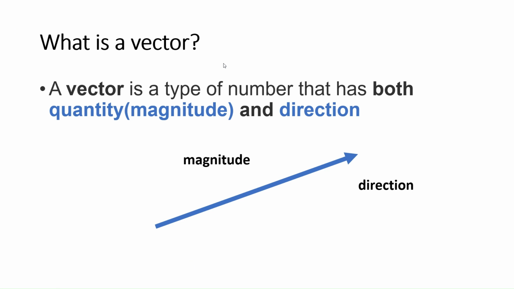Now, in relation, a scalar quantity is one that only has magnitude and no direction. So please bear in mind, a vector, in addition to the magnitude, will always have a direction. Here I called it a type of number. Actually, it's a type of quantity.